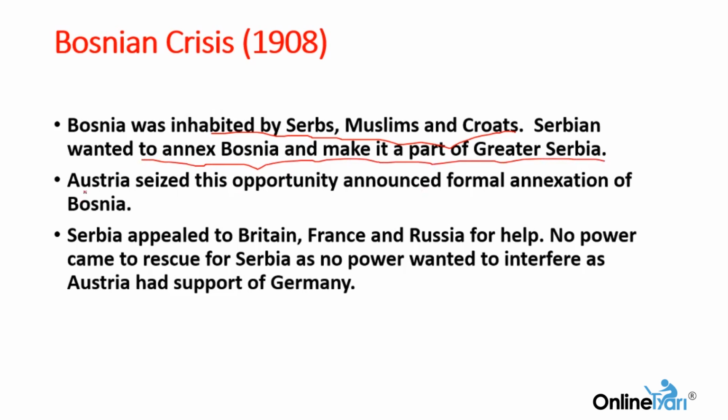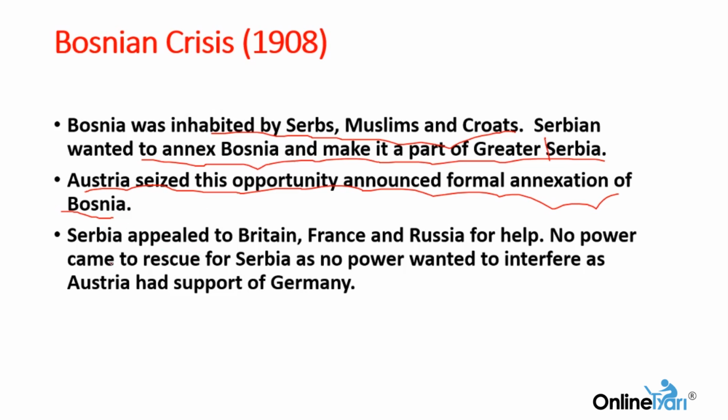So what happened was that Austria announced that they were going to annex Bosnia, and it was resented by Serbia. Why? Because almost one third of the population were Serbians. So Serbia wanted to include Bosnia in their Greater Serbia, which would become Yugoslavia after the First World War. So it happened like that. Austria announced that they were going to annex Bosnia.